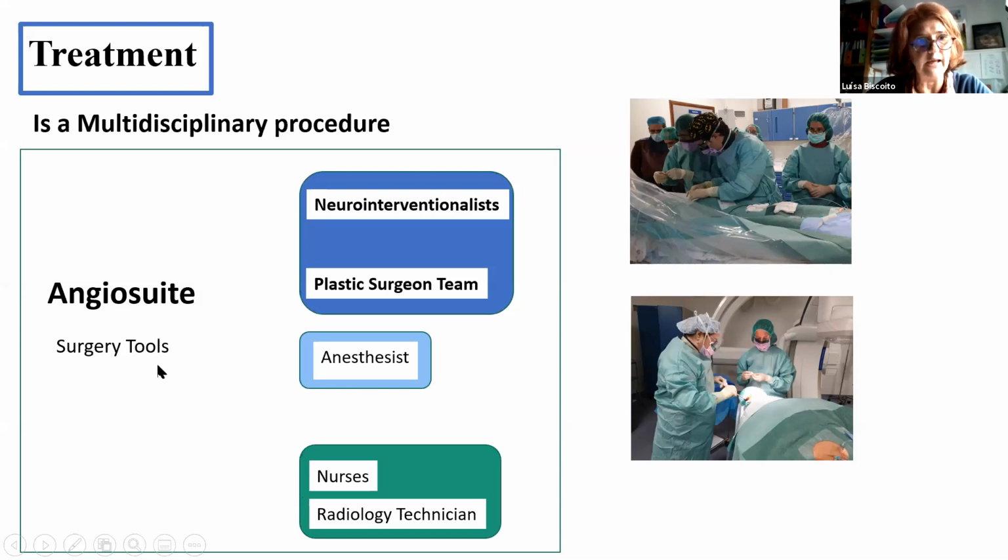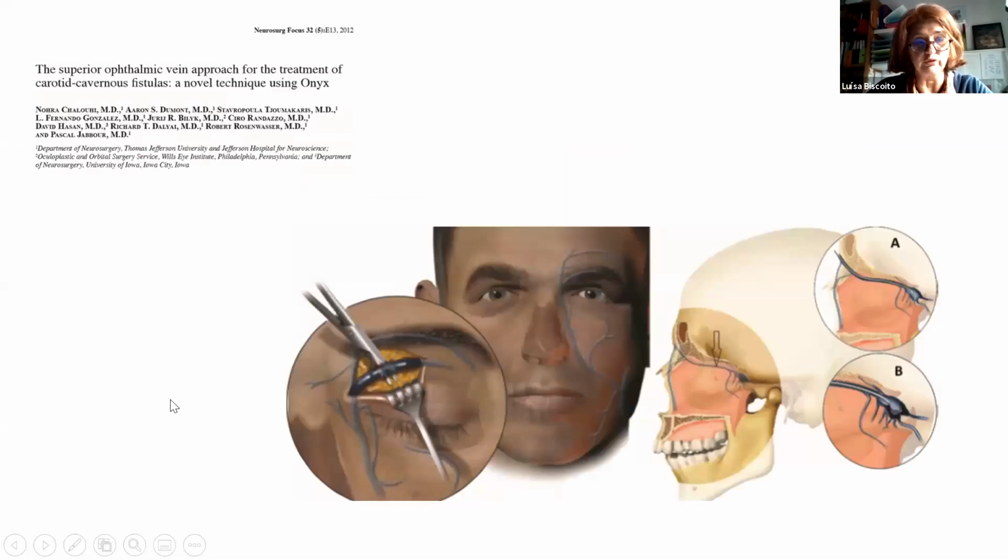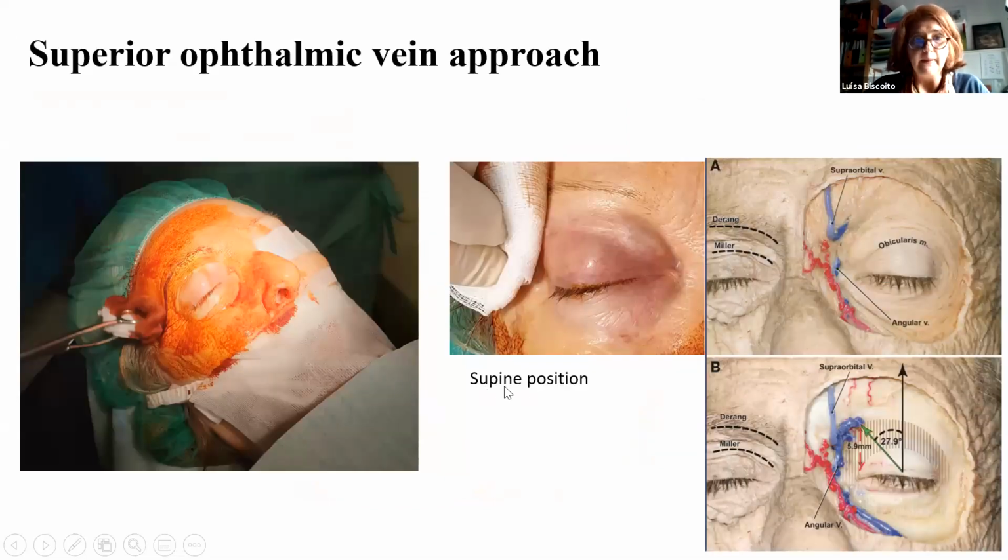It's done in the angio suite, and of course the surgeon brought the surgical tools. We spoke with them and explained exactly what we wanted to do: puncture the vein, follow it to the cavernous sinus, and occlude the cavernous sinus. In the supine position, we see that nodule, which is the vein, and I want to expose this part of the vein.